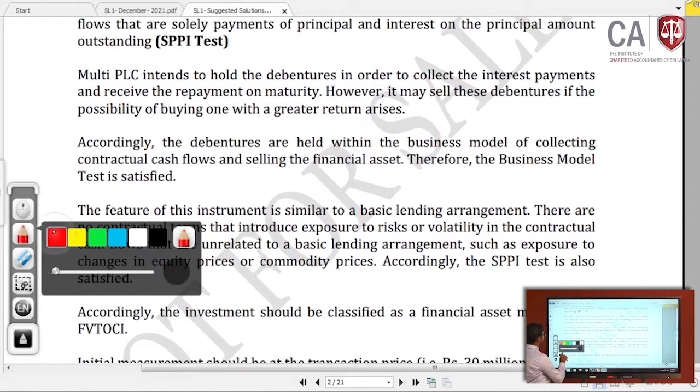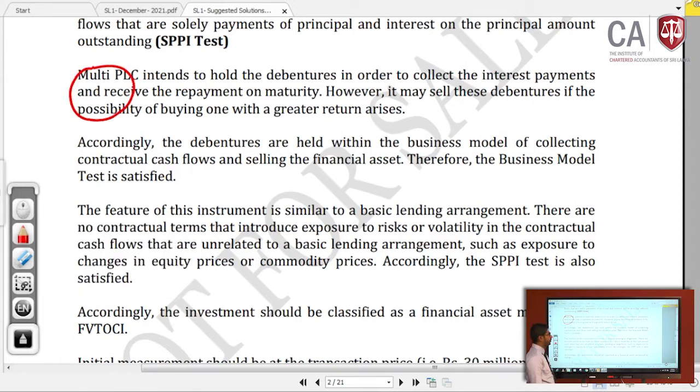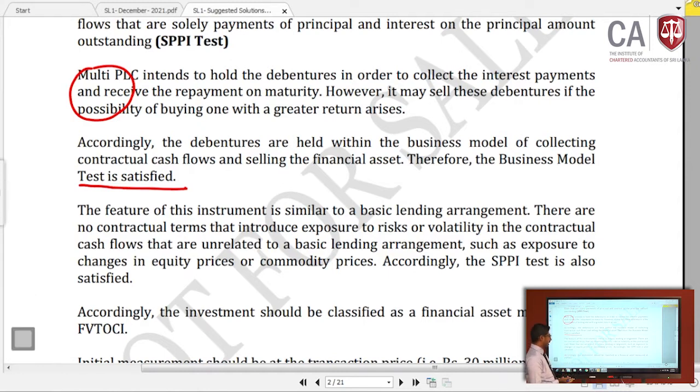Multi PLC intended to hold the debenture in order to collect the interest payments and receive the repayment on maturity. However, it may sell the debentures if the possibility of buying another with a greater return arises. Again, they are mentioning the business model objective. Accordingly, the debentures are held within a business model of collecting contractual cash flows and selling the financial asset. Therefore, the business model test is satisfied. We have already concluded this. Both objectives are there, so fair value through OCI is the category.